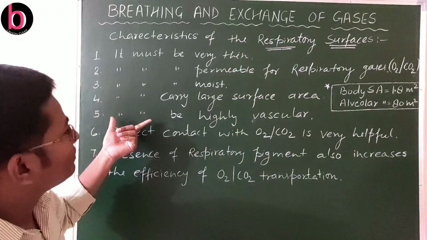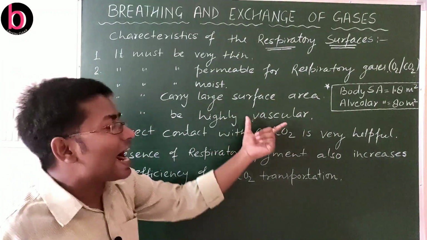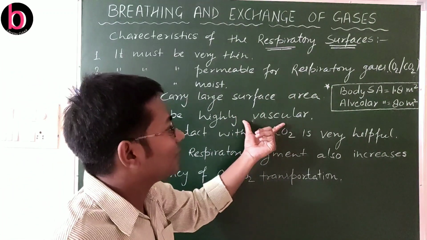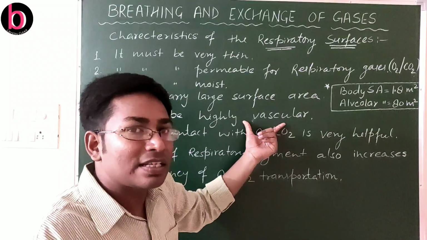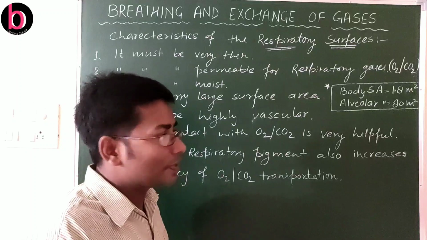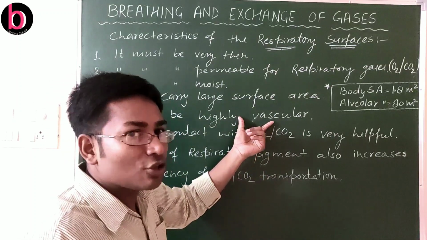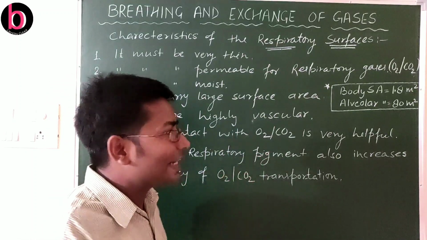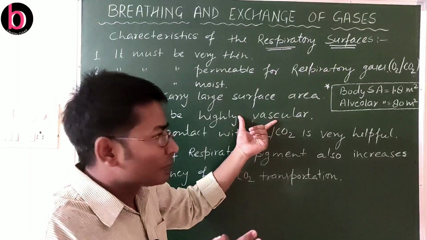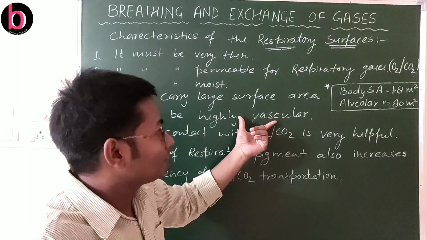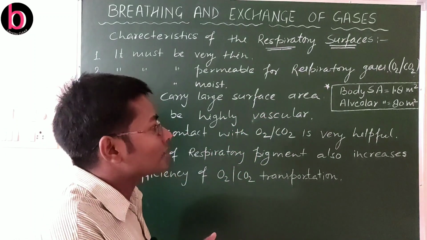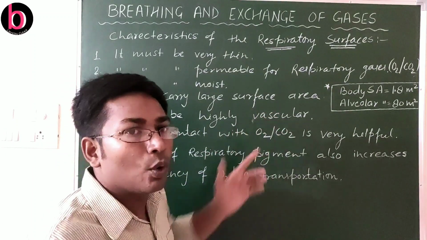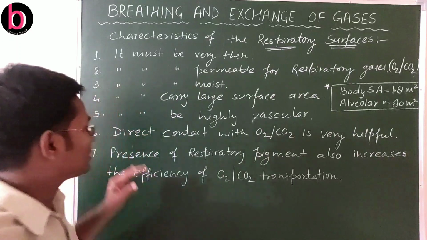Fifth, the surface must be highly vascular. Vascular here means highly coordinated with blood vessels. If there are huge blood vessels, then as in case of human beings, the alveoli are highly enriched with blood vessels. So blood is the carrier along with their respective pigments. So if more vascular system is there, then there will be more efficient gaseous exchange.